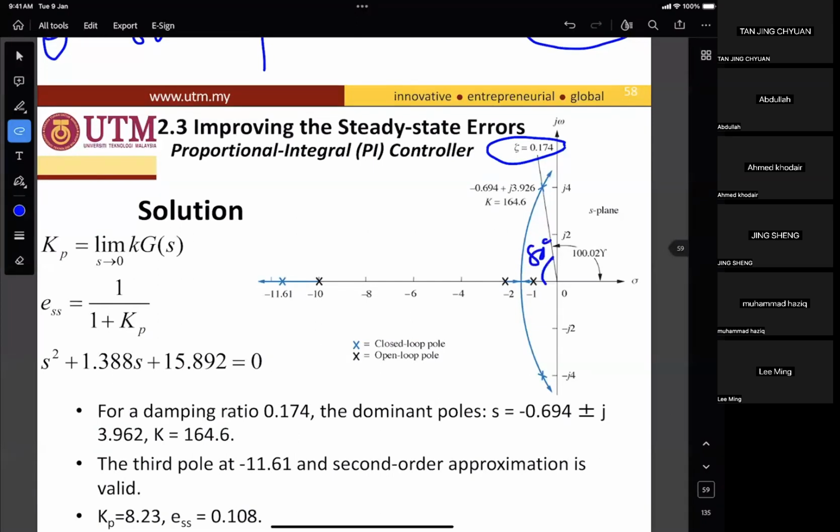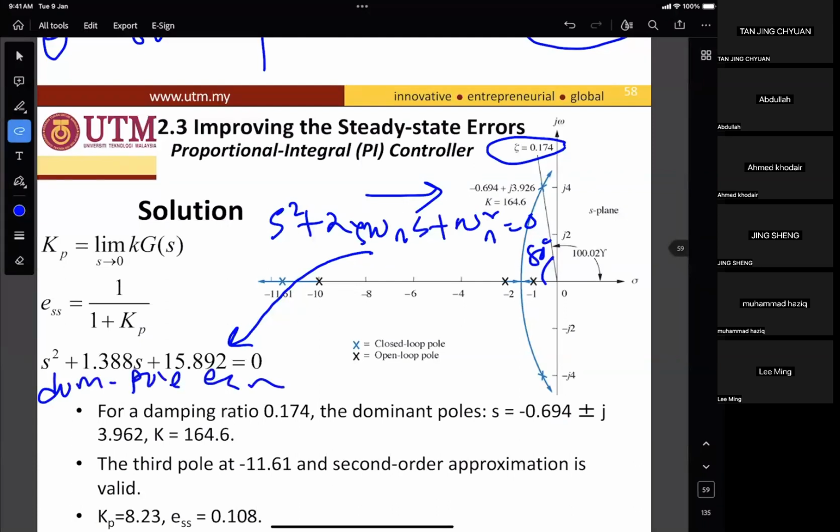So the dominant pole is at minus 0.694 plus j3.926, and the gain is 164.6. This dominant pole can be written as s square plus 2 zeta omega n s plus omega n square equal to 0. Once you get the zeta and omega n values, you just insert them and you can construct the quadratic equation. So this is the dominant pole equation.